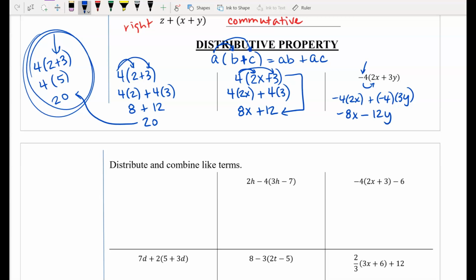And I don't want to put plus minus. I don't want those double signs in there. So I'm just going to call that negative 8x minus 12y. And that is equivalent to my original expression.